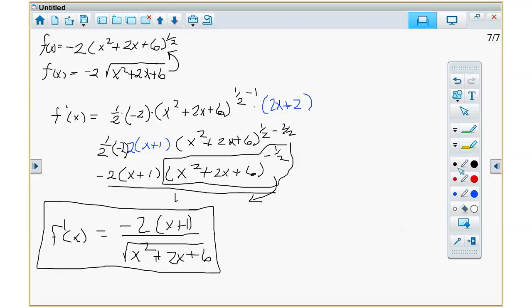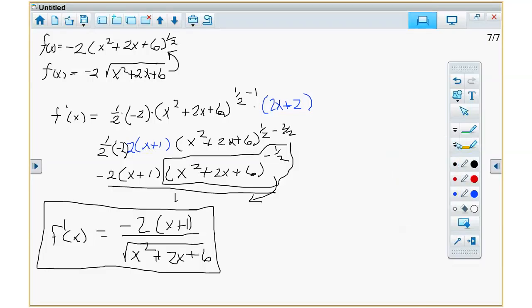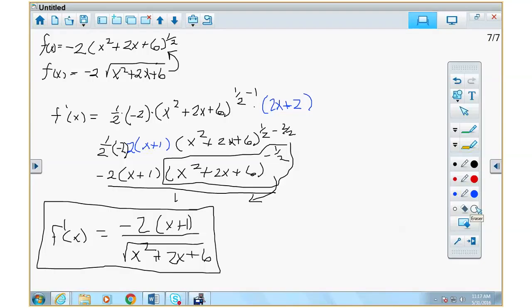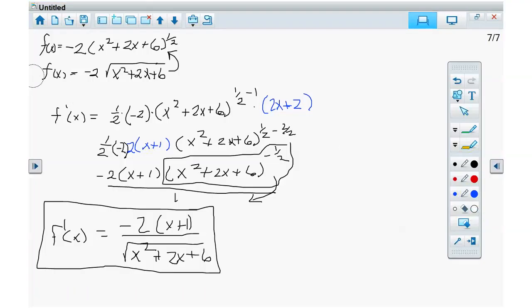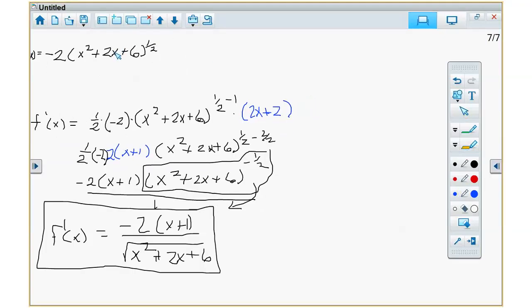Now, let me take my handy-dandy highlighter. Well, let's see. Let me erase this. Let's see, it's probably not going to let me do it, but no, I didn't think it would.